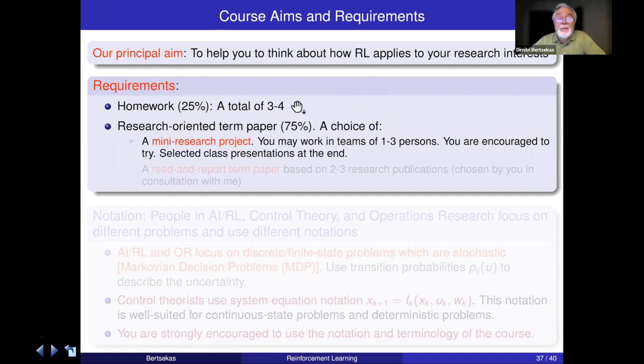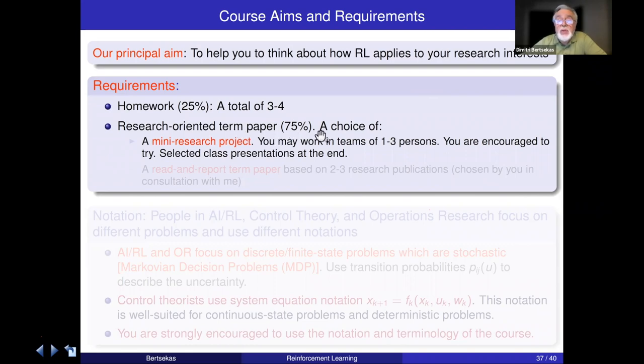And incidentally, the homework problems have solutions which are accessible to you. You can consult the solutions. I have no problem with that. However, you have to write your own solutions and also write your own code, which we are going to check. So I'd like to think that it's good for you to have the solutions available so that when you get stuck, you can consult them and you can use them for a better understanding of the problem you're given. Then the major part of the grade, 75% of the grade, is a research-oriented term paper.